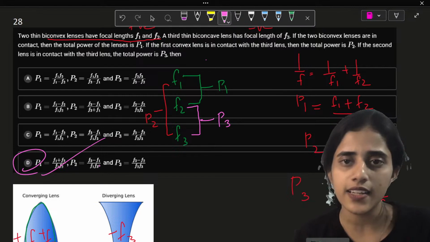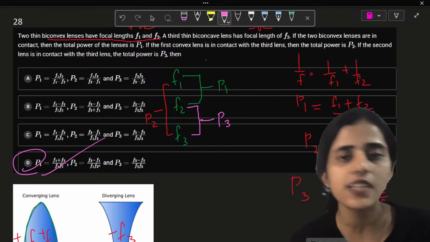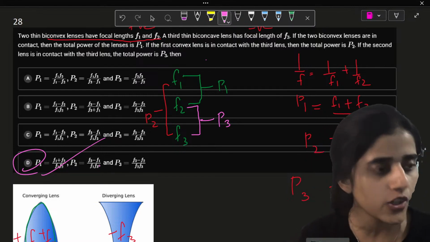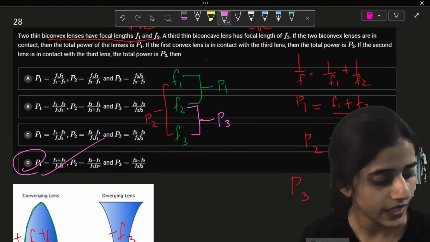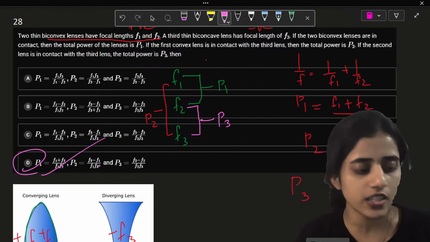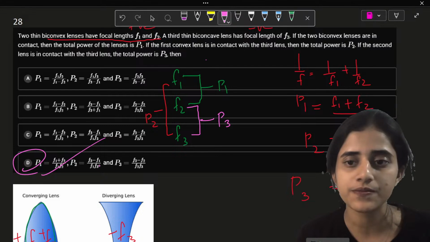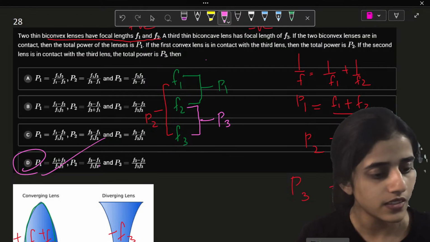It's option D, right? Those who are getting option D, can you let me know in the chat that you're getting option D? Quickly, students, can you let me know in the chat if you're getting option D or not? Yeah? Are you getting option D?